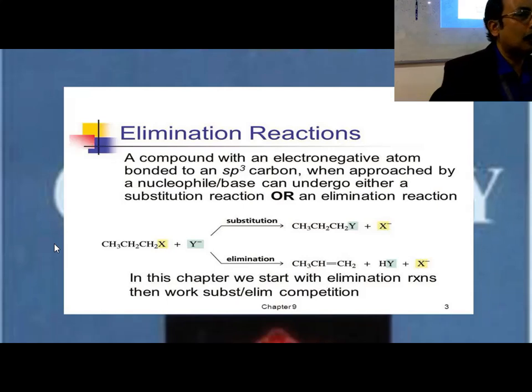Okay, so could you follow? Not now, just think. Abstracting a proton from the molecule, giving the elimination product. That is alkene. Giving the elimination product, that is alkene.